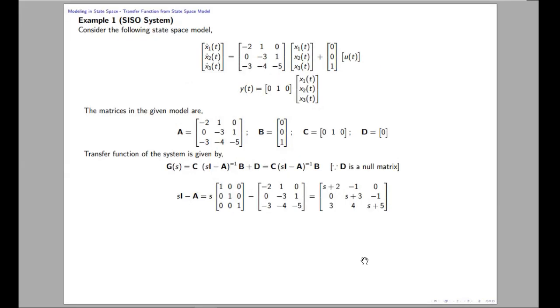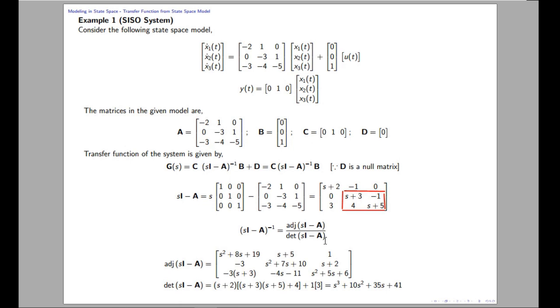Once I get this sI minus A, I need to get the inverse of sI minus A. I already taught you, or you already know, that the inverse of any matrix is the adjoint of that matrix divided by the determinant of that matrix. So you need to find out the adjoint and the determinant of sI minus A. Adjoint is the transpose of the cofactor matrix.